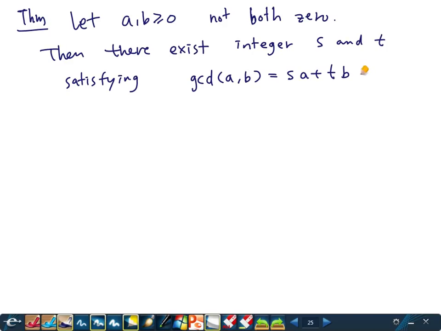I'm not going to give you a precise proof of this, but the Euclidean algorithm kind of gives you the idea why this must be the case. I'm going to explain the reason behind this theorem using the Euclidean algorithm. Euclidean algorithm allows us to construct s and t.